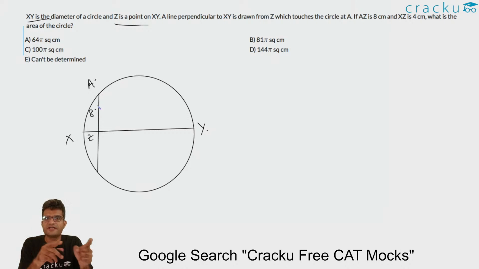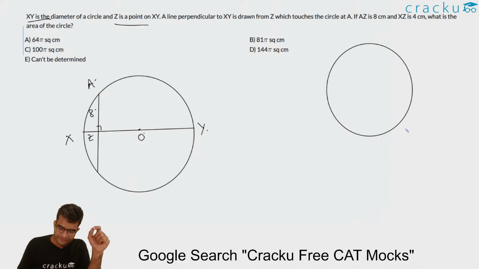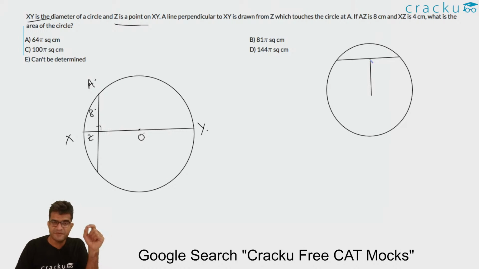We know that if a chord is perpendicular to the diameter, the point of intersection will be the midpoint of the chord. So if this is 90 degrees and this is a line from the center, that is, if you have a circle, something like this, and you have a chord, if this is the center and you draw a line from the center to the midpoint of the chord, this will be 90 degrees. And if you draw a perpendicular from the center to the chord, that will intersect the chord at the midpoint. This goes both ways. So anyway, over here, because we are told that AZ is perpendicular to the diameter, this will be the midpoint.